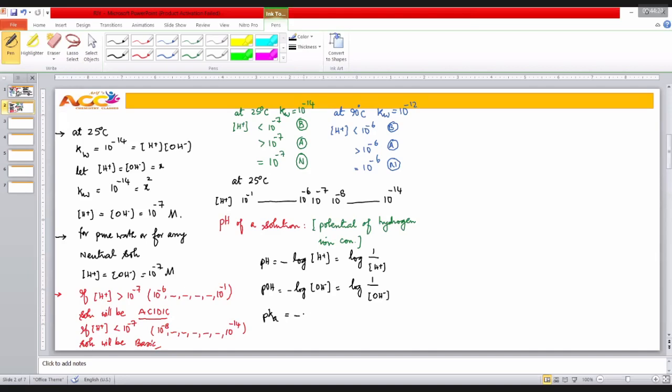Don't go on the wrong side. pKa is minus log of Ka, pKb is minus log of Kb, and pKw is minus log of Kw. These are the expressions which we can learn with the concept of pH.